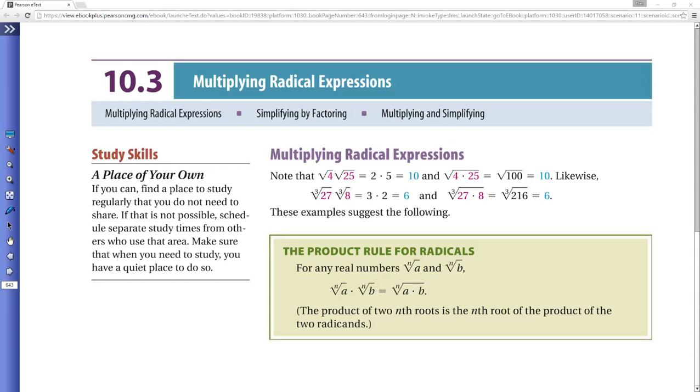Chapter 10, Section 3, Multiplying Radical Expressions. Well, in this lesson we're going to talk about multiplying radical expressions, simplifying by factoring, and multiplying and simplifying.